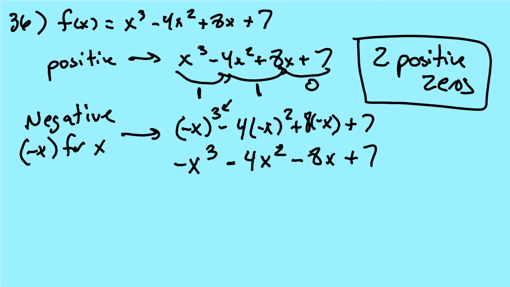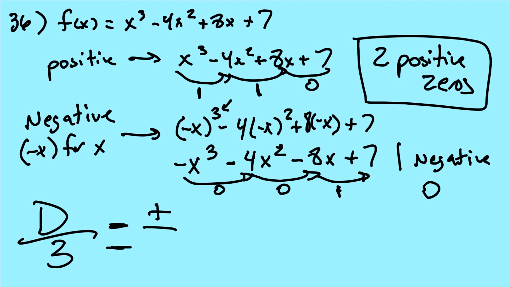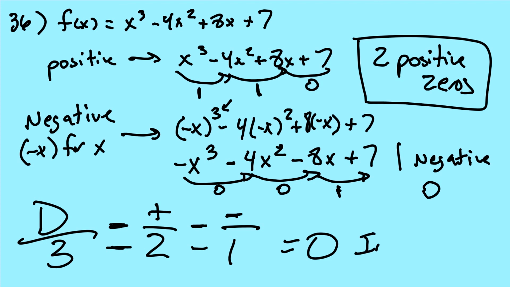So we have negative to a negative, no sign change. Negative to a negative, no sign change. Negative to a positive, 1 sign change. So I have 1 negative zero. Now my degree is 3. I subtract my positive, so I get 3 minus 2, and then I subtract my negative, so minus 1 is 0 imaginary.